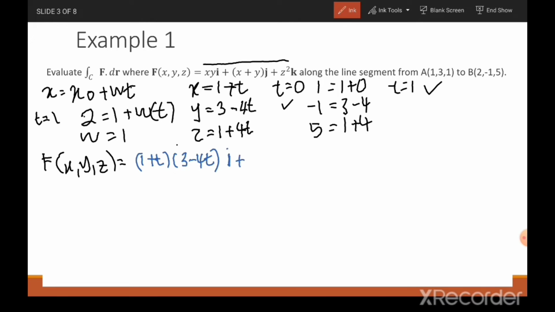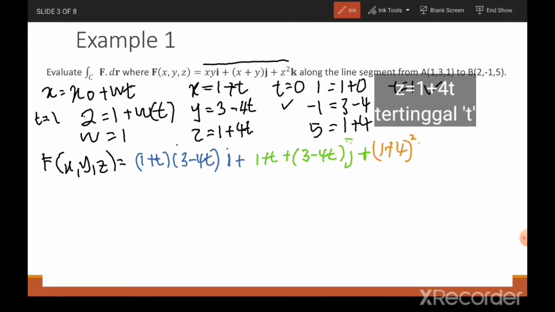Then we repeat again for the vector j. j is x plus y, so we just include 1 plus t here, then you add 3 minus 4t. So this is for vector j. Then we repeat again for vector k. k is just z to the power of 2, so z is 1 plus 4t.